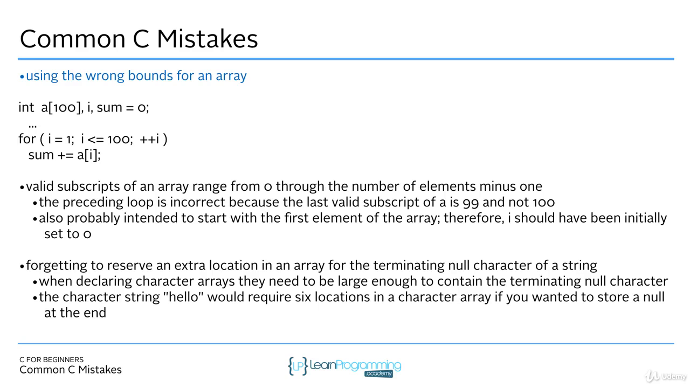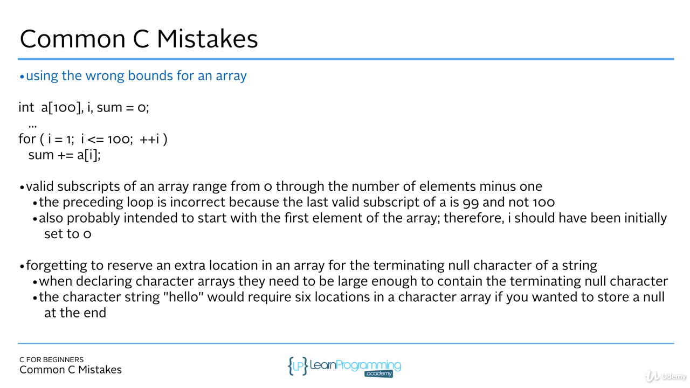Forgetting to reserve an extra location in an array for the terminating null character of a string is also a common problem. When declaring your character arrays, they need to be large enough to contain the terminating null character. This is why I would suggest you don't put a size in an array when you create it if you're initializing it. You would only put the size in there if you're not initializing it. If you're creating and initializing on the same line, let C do the work for you. It will automatically put the right size, and it will include that null terminator.